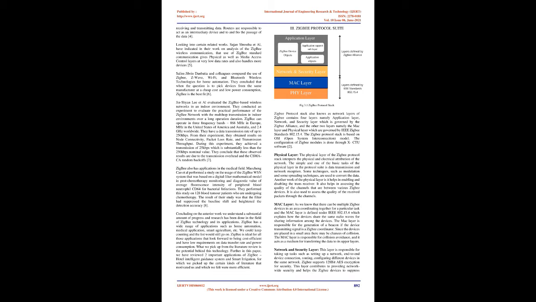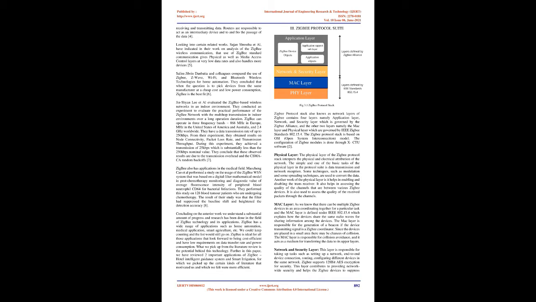6. Jinqian Li et al. evaluated the Zigbee-based wireless networks in an indoor environment. They conducted an experiment to evaluate the practical performance of the Zigbee network with the multi-hop transmission in indoor environments over a long operation duration. Zigbee can operate in 3 frequency bands: 868 MHz in Europe, 915 MHz in the United States of America and Australia, and 2.4 GHz worldwide. They have a data transmission rate of up to 250 kbps.